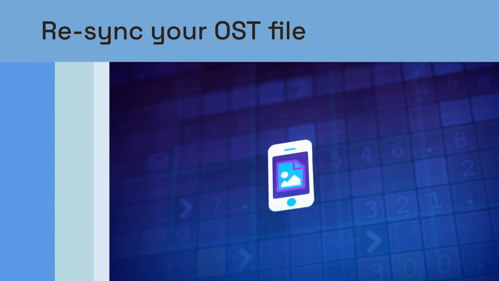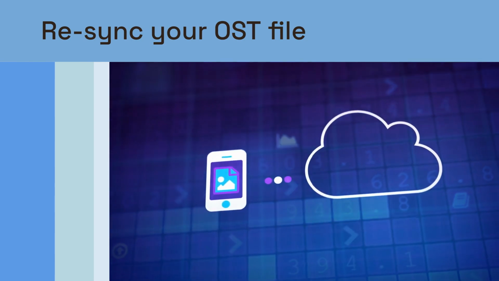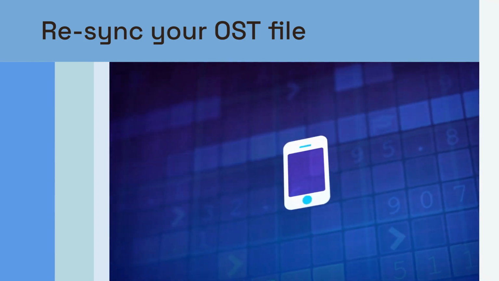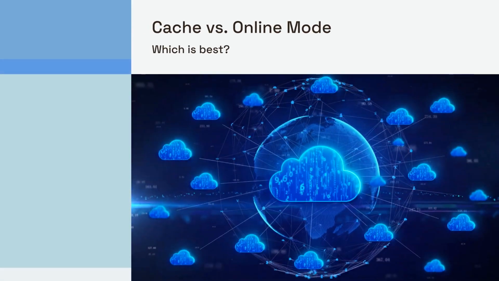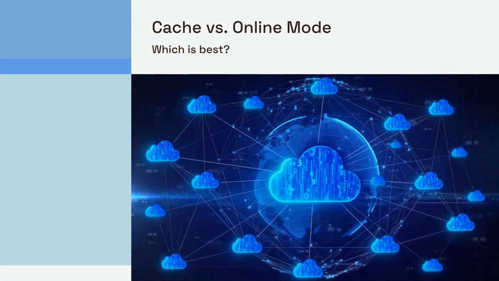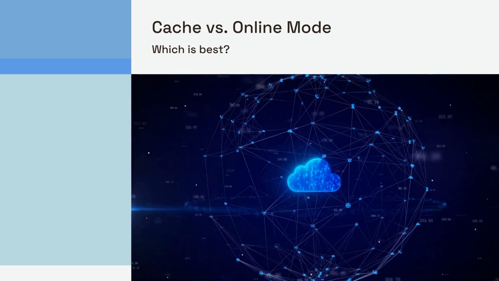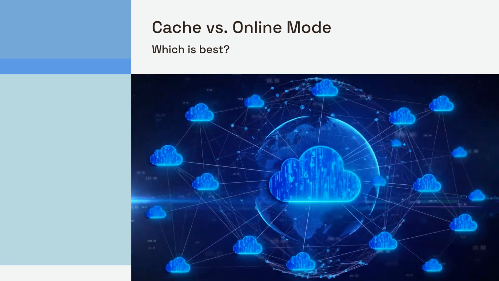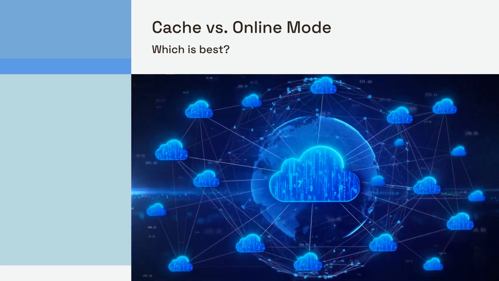Next, let's look at OST Resync and understanding cache versus online mode. Resyncing your OST file can resolve discrepancies between your local data and the server, making sure your search is accurate. Understanding whether you're in cached or online mode is key, as it affects how Outlook retrieves search results. Cached mode uses a local copy, while online mode accesses the server directly.